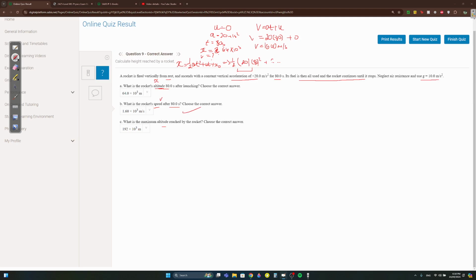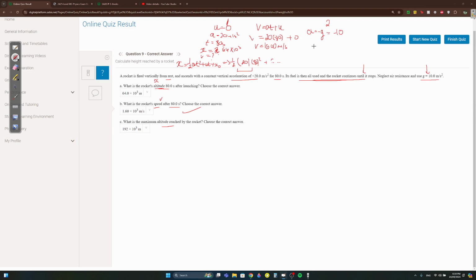What's the maximum altitude reached by the rocket? Let's call this phase 1, the accelerating phase. Then there's no more fuel, so it begins to decelerate until it stops. What's the rate of its deceleration? It's 10. So we call this phase 2. The acceleration is equal to negative g, because it's slowing it down, so it's stopping it. So it's negative 10.